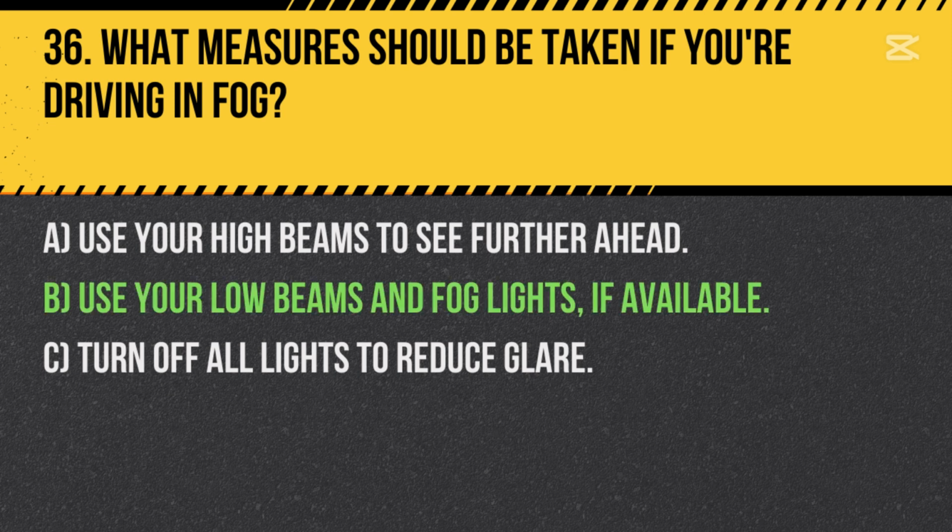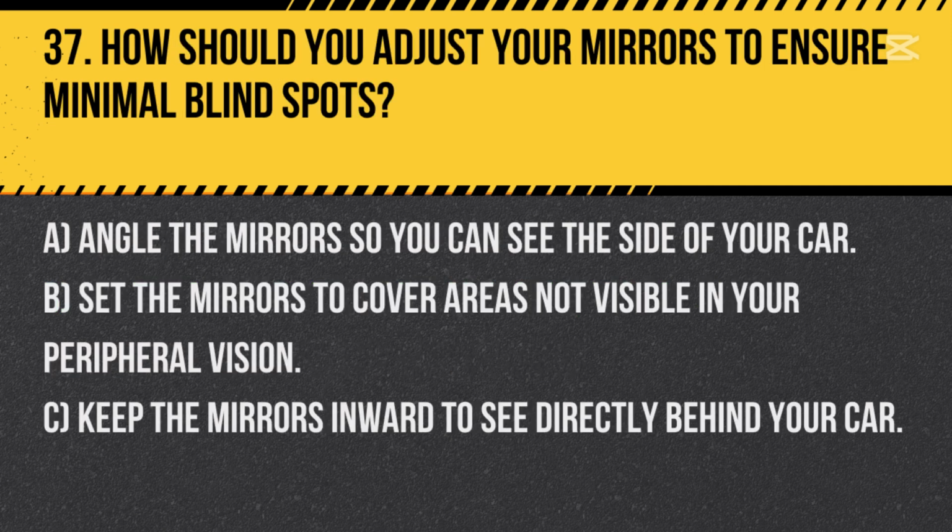Answer: B. Use your low beams and fog lights, if available. High beams can reflect off the fog and reduce visibility, so low beams and fog lights are recommended. Question 37. How should you adjust your mirrors to ensure minimal blind spots? A. Angle the mirrors so you can see the side of your car. B. Set the mirrors to cover areas not visible in your peripheral vision. C. Keep the mirrors inward to see directly behind your car.